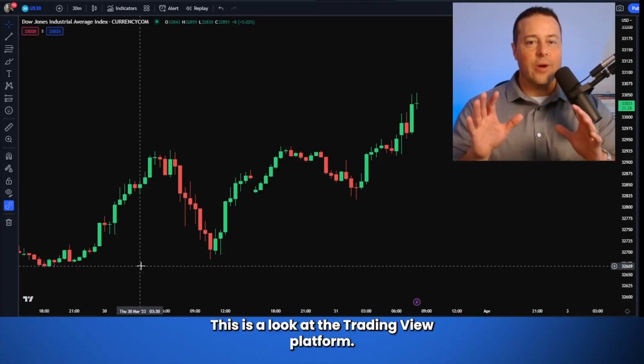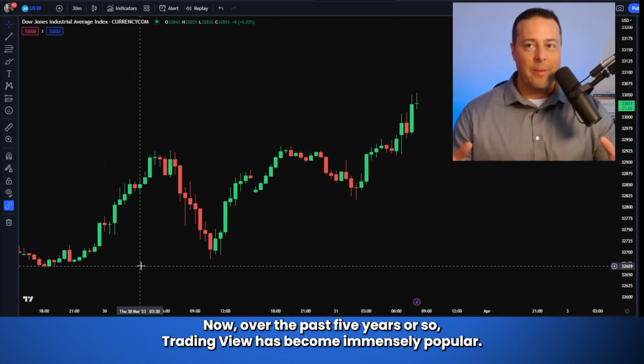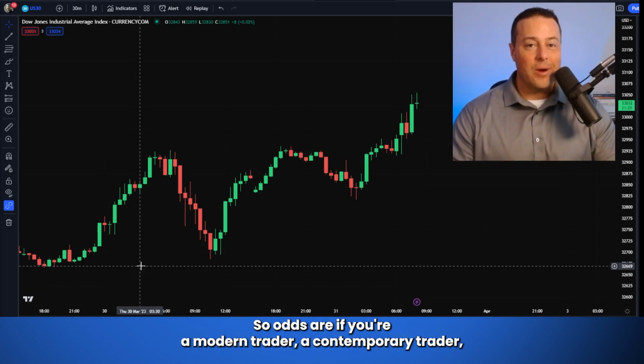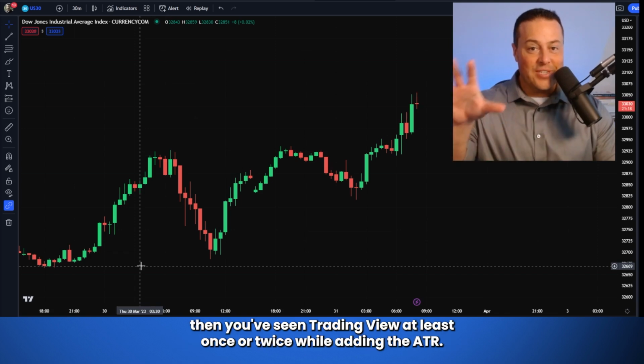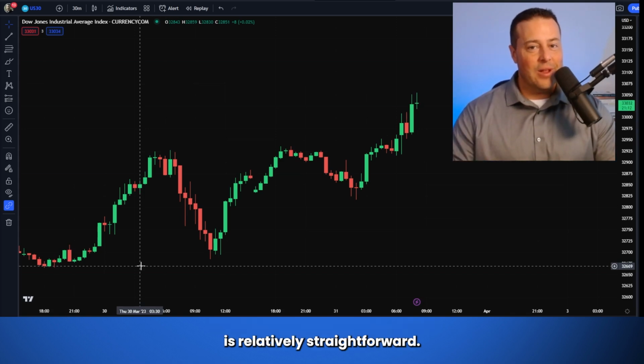This is a look at the TradingView platform. Over the past 5 years or so, TradingView has become immensely popular, and it's definitely one of the industry standards. So odds are, if you're a modern, contemporary trader, you've seen TradingView at least once or twice. Adding the ATR, the average true range indicator, to the TradingView platform is relatively straightforward.